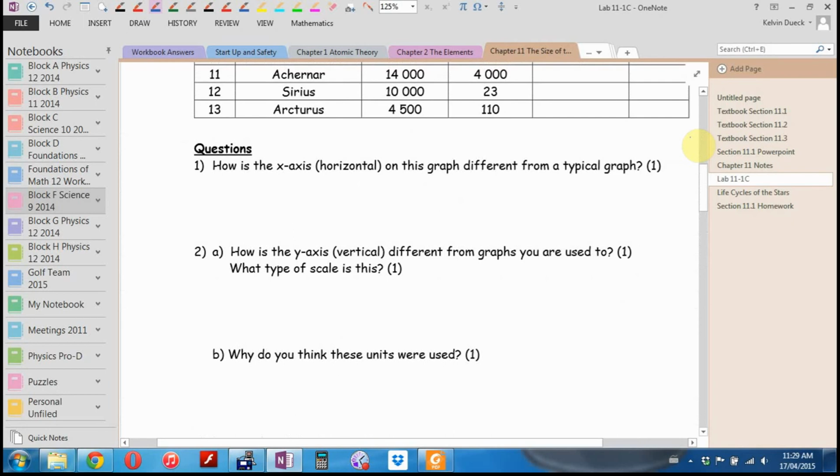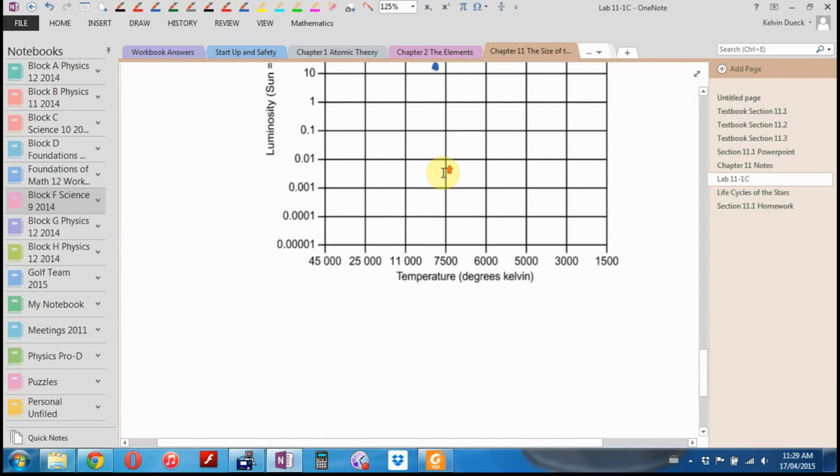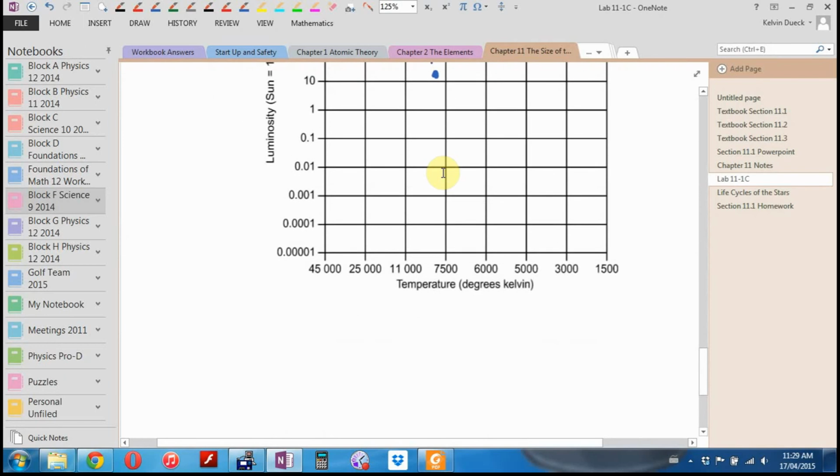In fact, some of the questions I'm asking you is, how is the x-axis different from a typical graph? Usually graphs get bigger going this way. This graph gets smaller going this way, and it doesn't go up by even chunks. We have to modify it because there's such a wide range in stars. If we didn't do that, Nicole, we couldn't get this all on one piece of paper.